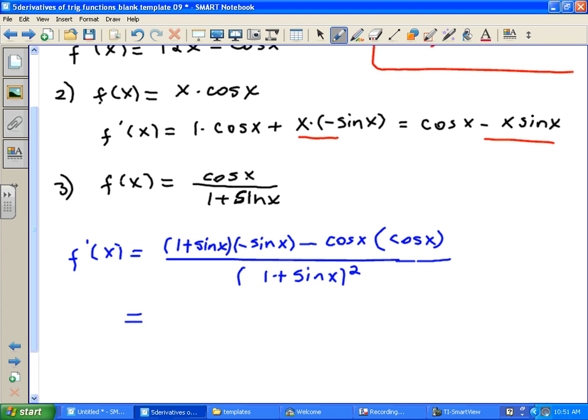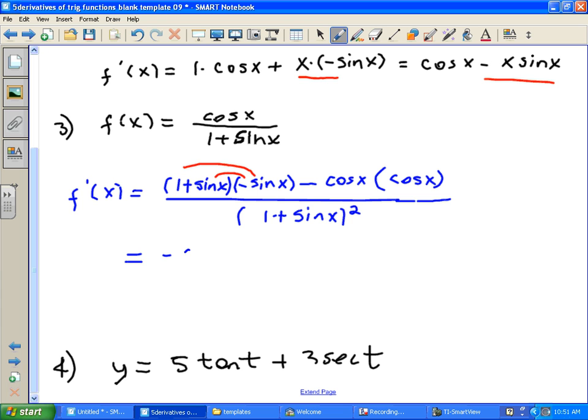Now all we need to do is simplify the numerator. Let's distribute that negative sine x into both of those two terms. So negative sine times 1 is negative sine. Negative sine times sine is negative sine squared. And the last two multiplied together gives me negative cosine squared, or minus cosine squared, over the same denominator.